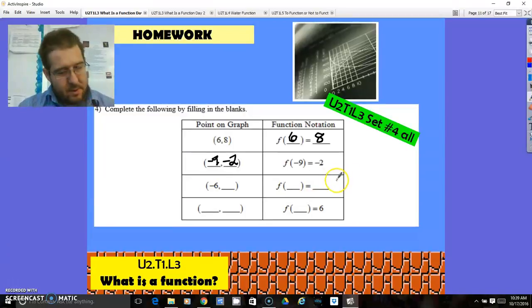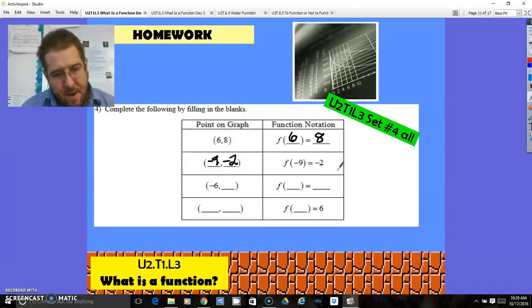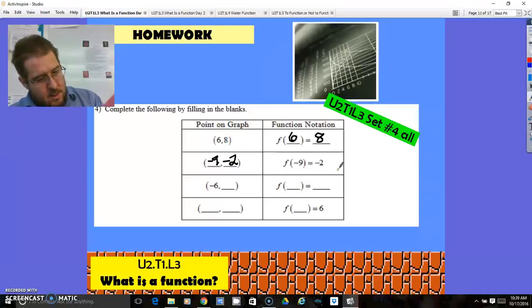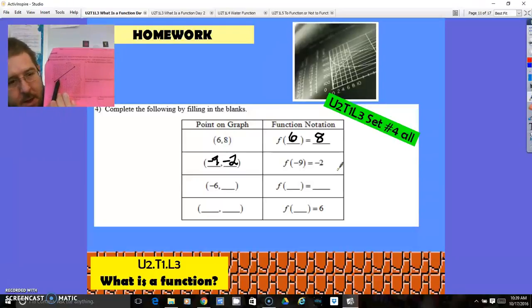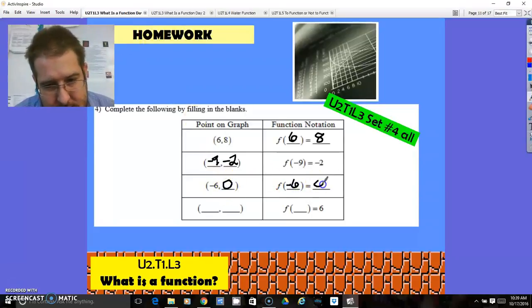All right, so then what you'd have to do is you'd have to go to the graph. Yeah, I'm holding your packet up right here. Look to find where is -6. 1, 2, 3, 4, 5, 6. Sorry, I can't show you where I'm pointing at. It's right there. And -6 is at 0. So -6, 0. F of -6 is 0.